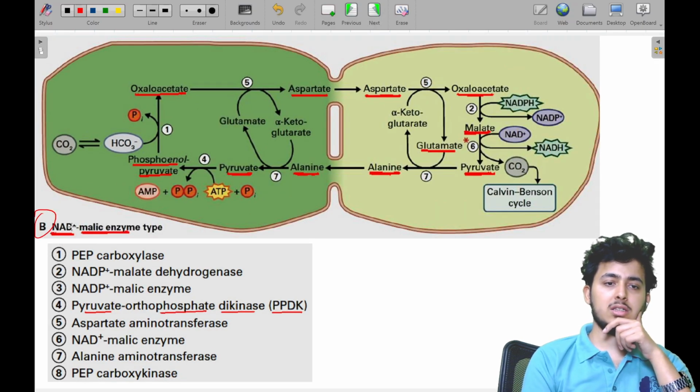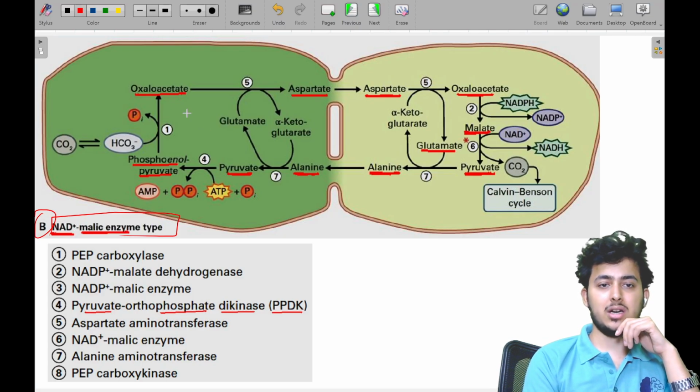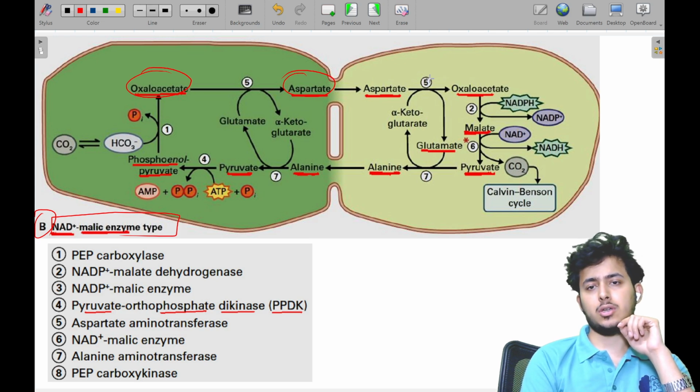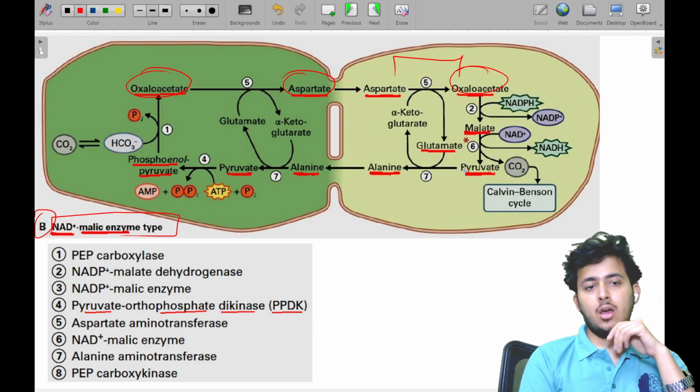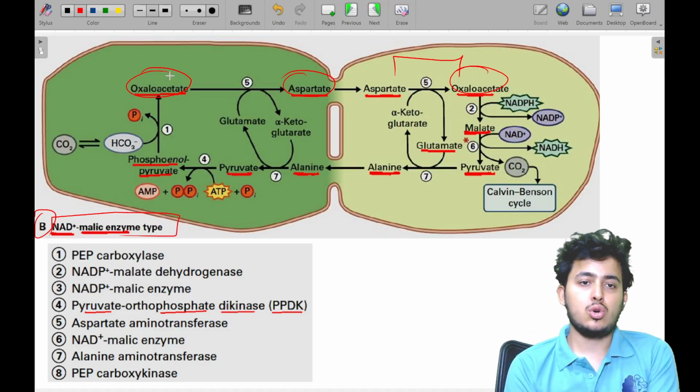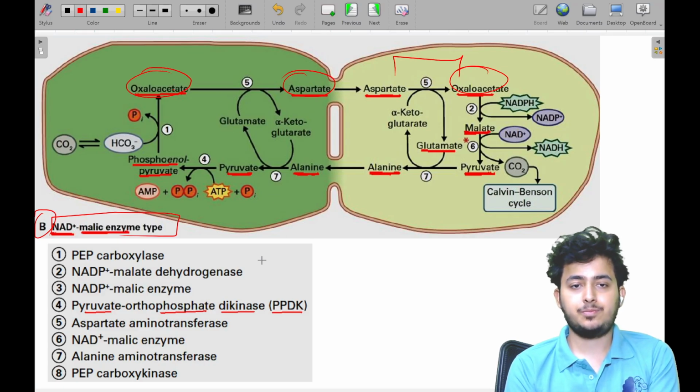So basically the second system of the C4 cycle, okay, NAD plus malic enzyme type. In this there are not much differences. Only thing is that when oxaloacetate is formed, it is converted to aspartate instead of malate. And then this aspartate is getting converted into oxaloacetate in the bundle sheath cell, and then that is again undergoing the processing. So the enzyme remains the same, PEP to oxaloacetate, that is PEP carboxylase. Oxaloacetate to aspartate, there is a difference.